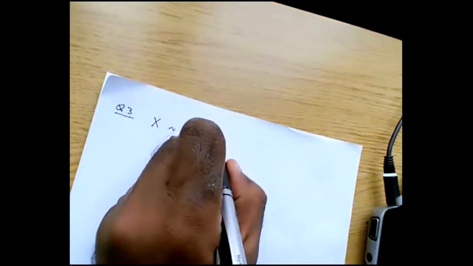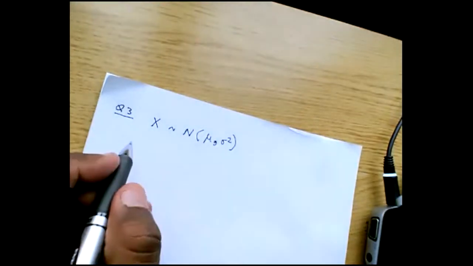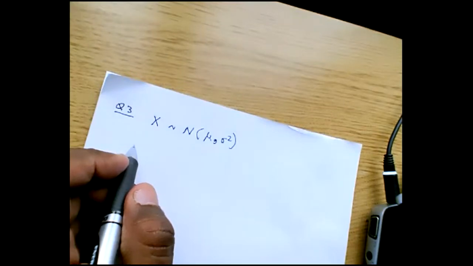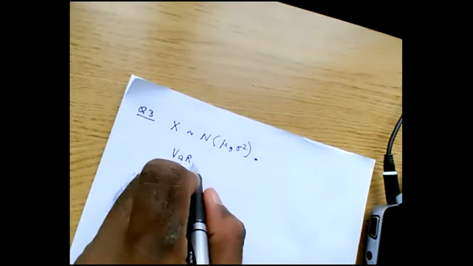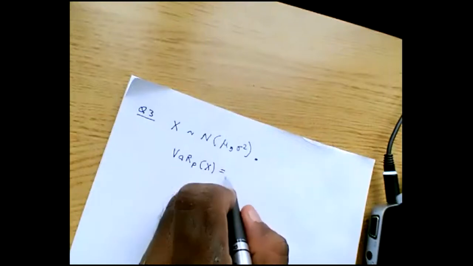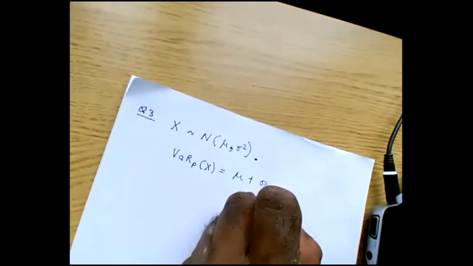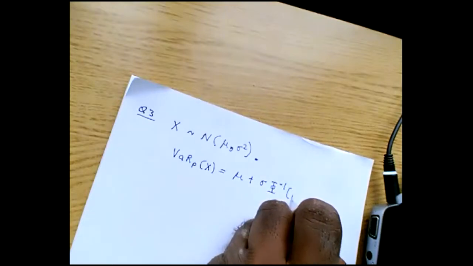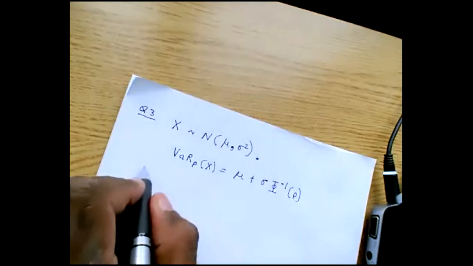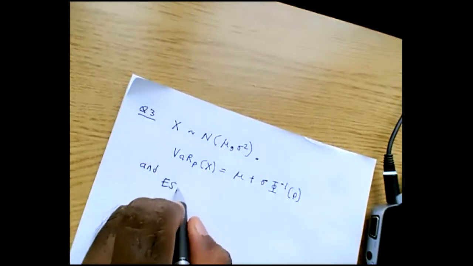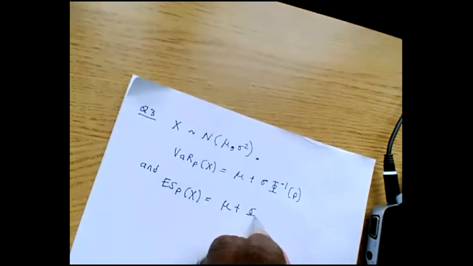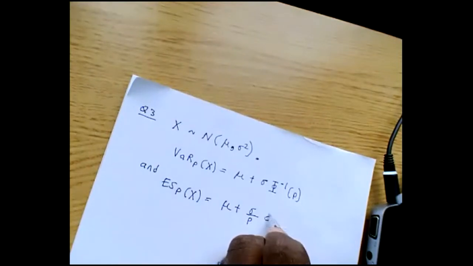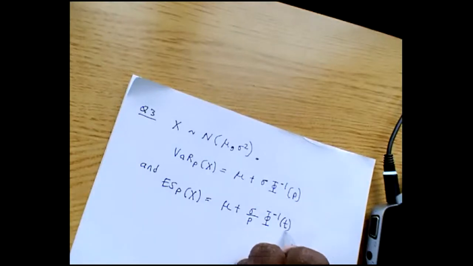Here you have a normal distribution with parameters mu and sigma squared. We know from what we did last week or the week before that for this random variable, the expression for VaR is this, and the expression for ES is this one. I think I showed you this last week or the week before.